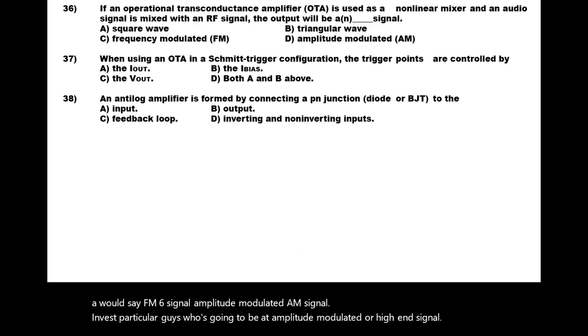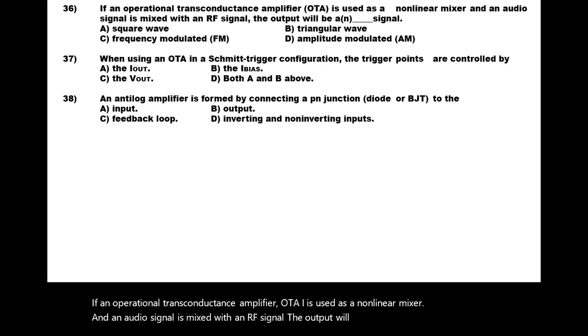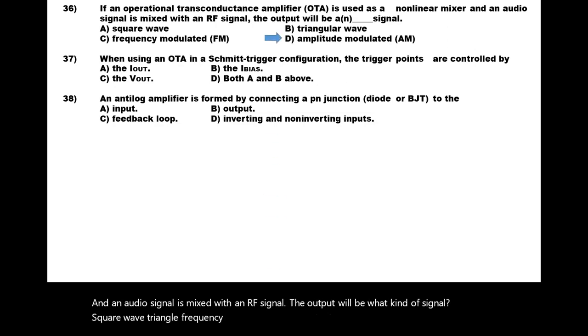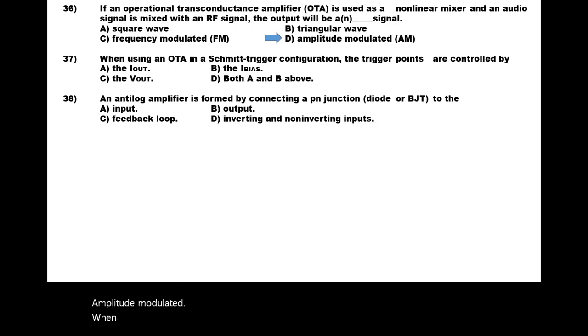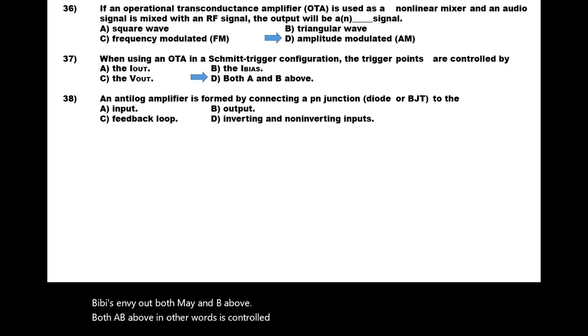If an OTA is used as a nonlinear mixer and an audio signal is mixed with an RF signal, the output will be amplitude modulated. When using the OTA in a Schmitt trigger configuration, the trigger points are controlled by the I out, the I bias, the V out, or both A and B above. Both A and B above. In other words, it's controlled by I out as well as I bias.